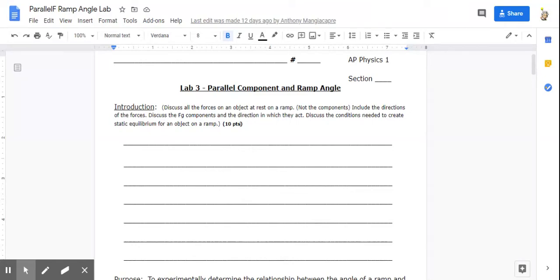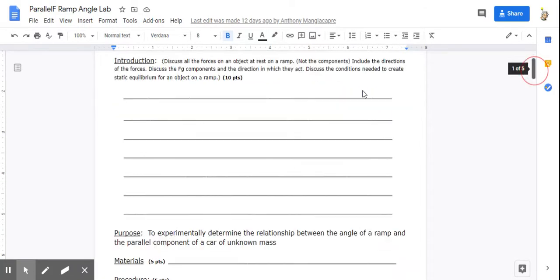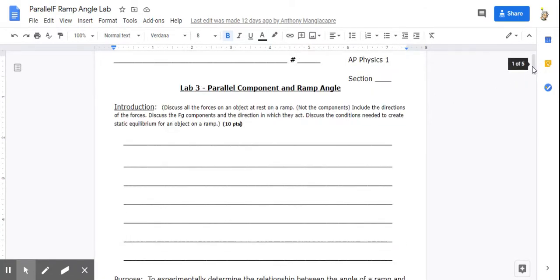All right, this is just a short video on what I want you to do in tonight's homework. First, write an introduction on this parallel circuit lab, actually parallel component lab. Follow the guidelines given, it's 10 points.